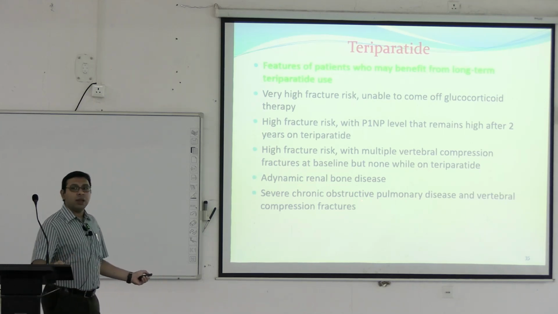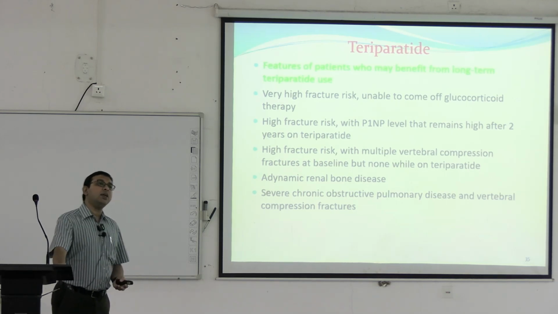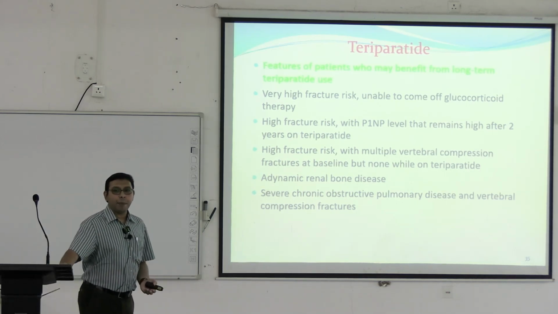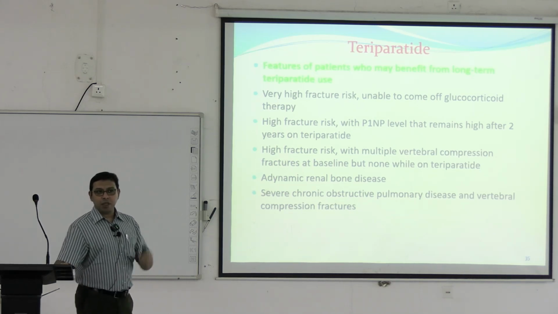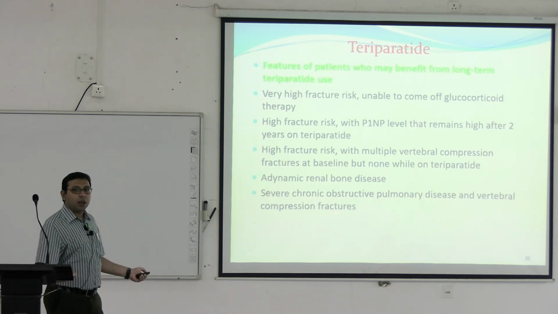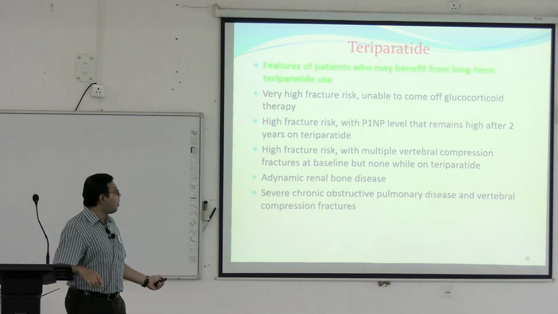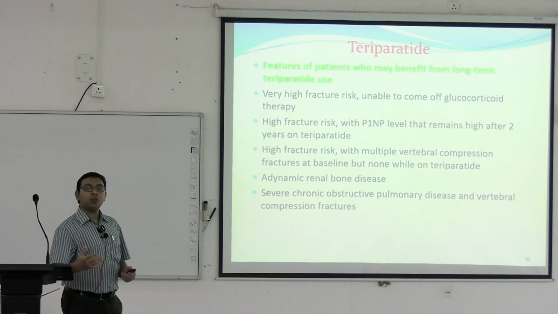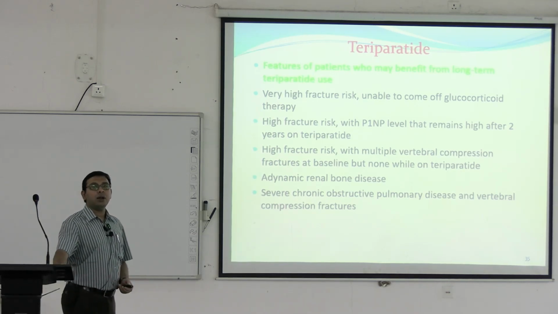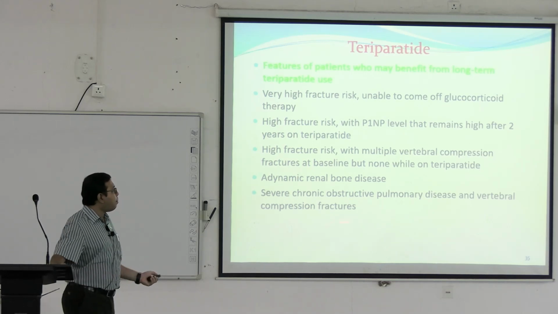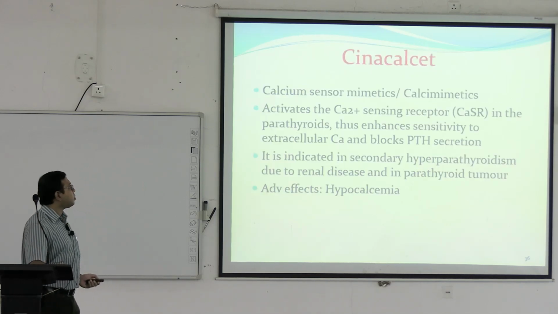Adynamic renal bone disease can happen due to chronic kidney disease. When there is chronic kidney disease, vitamin D deficiency can happen and calcium absorption becomes deranged, because 1-alpha hydroxylation mainly happens in the kidney. So when renal disease occurs, there are always chances of renal bone disease too. Where there is osteoporosis, we need this treatment. Also in severe chronic obstructive pulmonary disease, that is COPD, like asthma, and vertebral compression fracture, we have to give teriparatide.